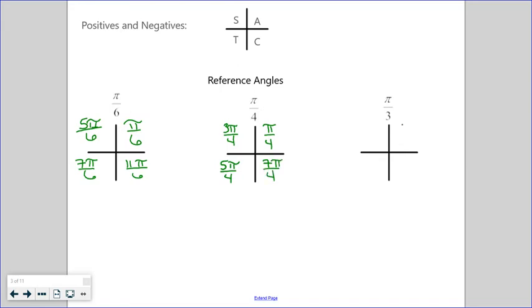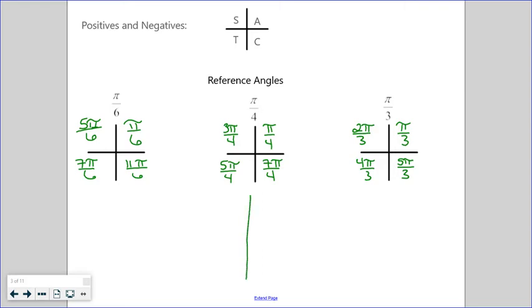And our pi over 3s that put us into each quadrant: pi over 3 would be in the first quadrant, 2 pi over 3 would put us into the second quadrant, 4 pi over 3 would put us into the third quadrant, and 5 pi over 3 would put us into the fourth quadrant.